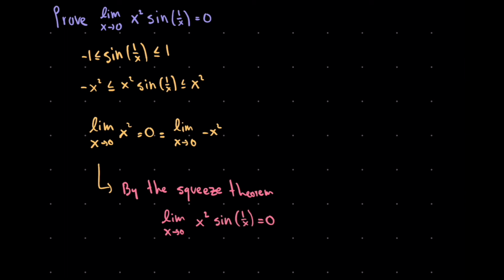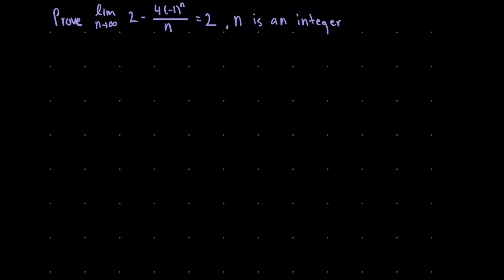is equal to 0. In this question, we're being asked to prove that the limit as n goes to infinity of 2 minus 4 times -1 to the n over n is equal to 2, and where n is an integer. Notice that we are working with an infinite limit, and although the definition for squeeze theorem with infinite limits is slightly different, the logic is essentially the same. As before, we're going to start with a term that gives us trouble, and that's -1 to the n, as -1 to the infinity is undefined. So we have -1 to the n, and this is clearly less than 1 and greater than -1.